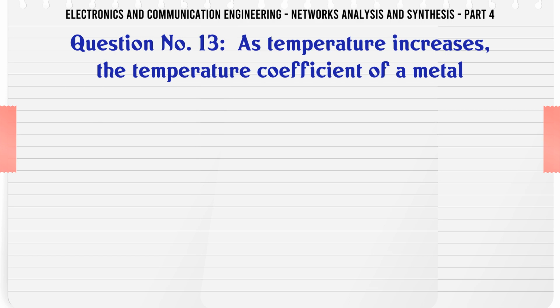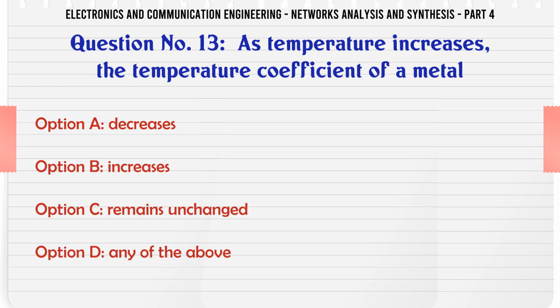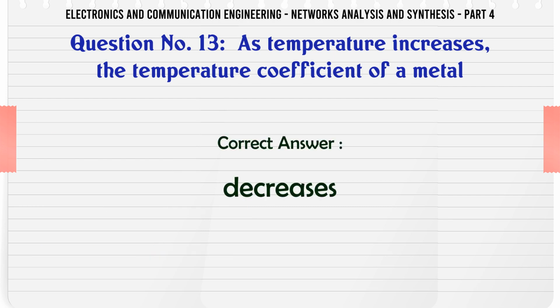As temperature increases, the temperature coefficient of a metal A: decreases, B: increases, C: remains unchanged, D: any of the above. The correct answer is decreases.